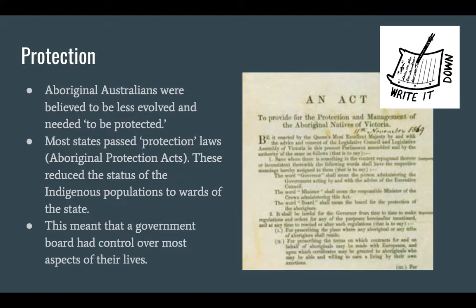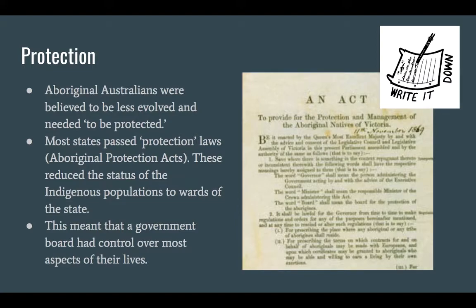Protection stemmed from this idea that Aboriginal Australians were less evolved and that because of that they needed to be protected. Basically, they were thought of as inferior and that they certainly were not capable of looking after themselves and having the full rights of white Australian citizens. Now, this wasn't just a thought that people went around thinking. This was enshrined in law.